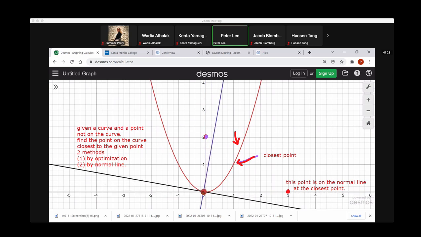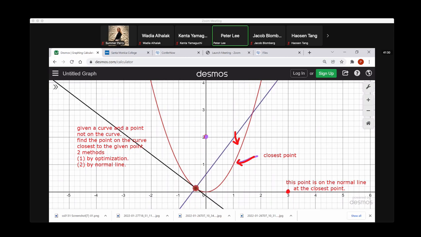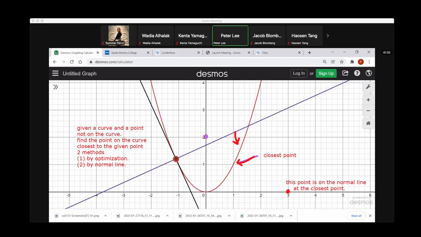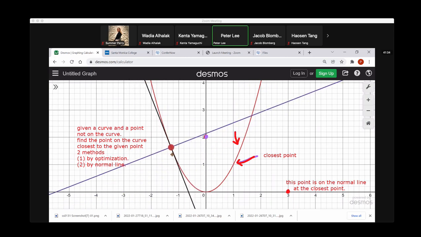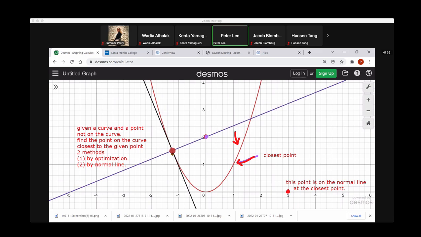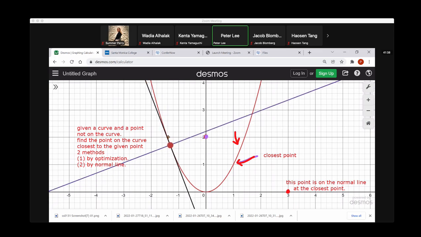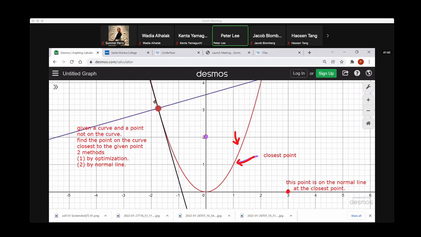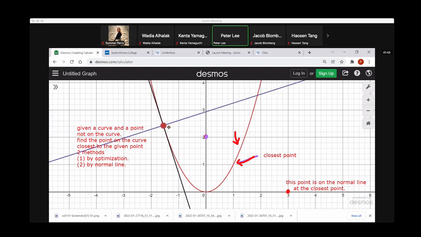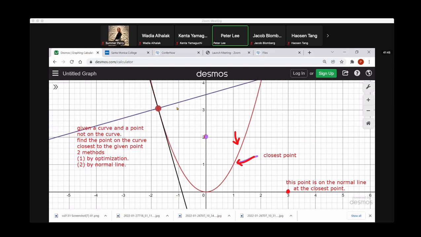And then from here, it gets closer and closer again. And as it gets closer and closer, now this point right here, it reaches the minimum again. And then after that, the distance becomes farther and farther. Get that?